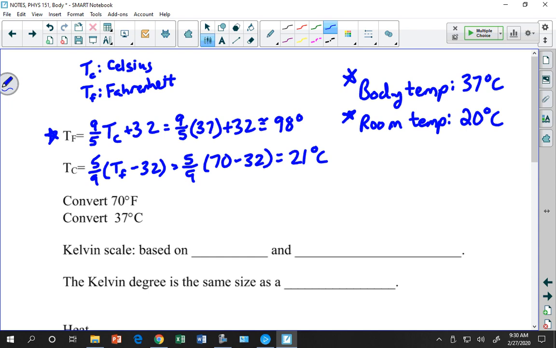Okay, so the Kelvin scale is a little bit different. You still have two reference points, right? For Celsius and Fahrenheit, those reference points were based on what? Man, y'all are amazing. The freezing and boiling points of water. But the Kelvin scale is a lot different. The Kelvin scale is based on absolute zero and the triple point of water.